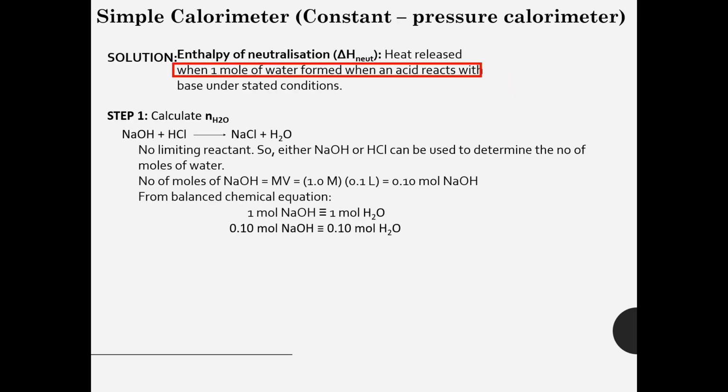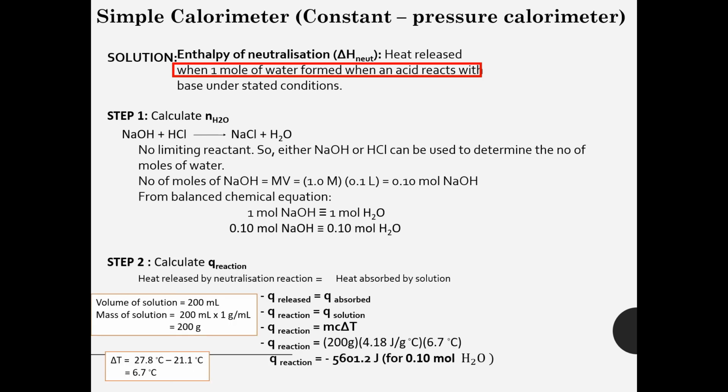How to solve this question? Again, first calculate the number of moles of water. This question also involves no limiting reagent because the molarity and the volume of HCl and NaOH are the same. So we can use either the NaOH or HCl information to calculate the number of moles of water. I chose to use NaOH, use the formula MV to get the number of moles of NaOH, and then from the stoichiometry in the balanced chemical equation, I can determine the number of moles of water.